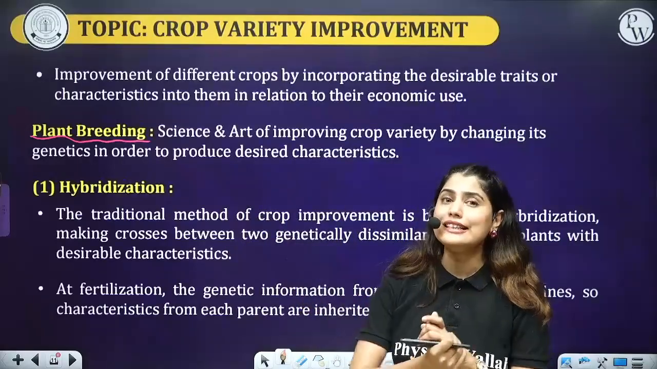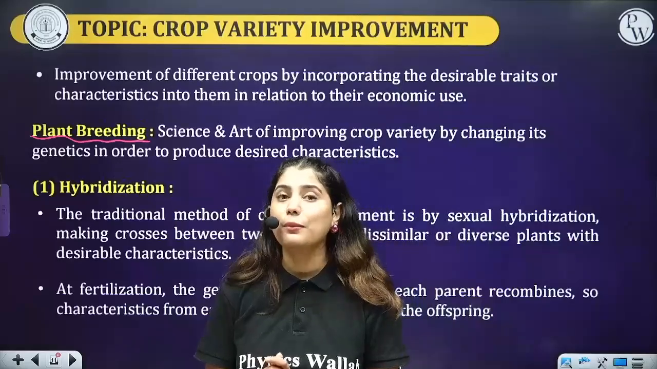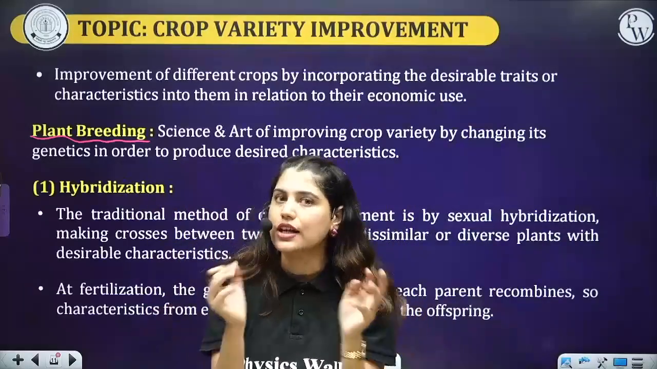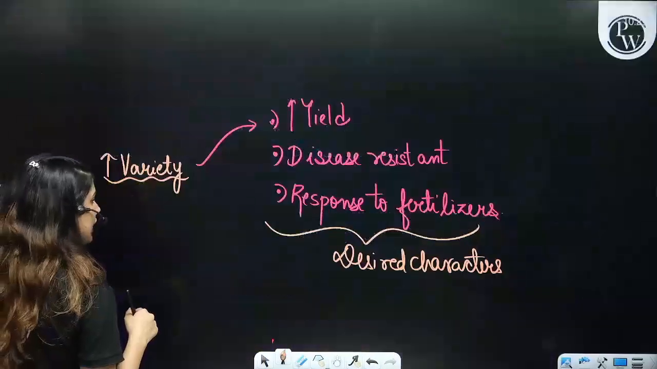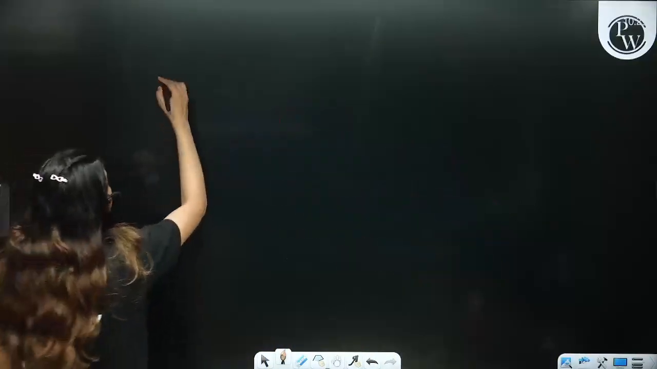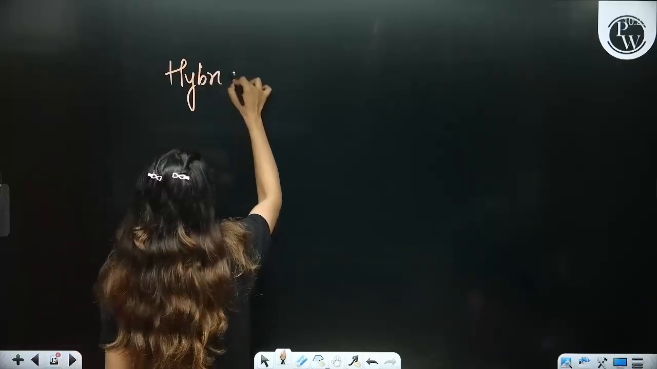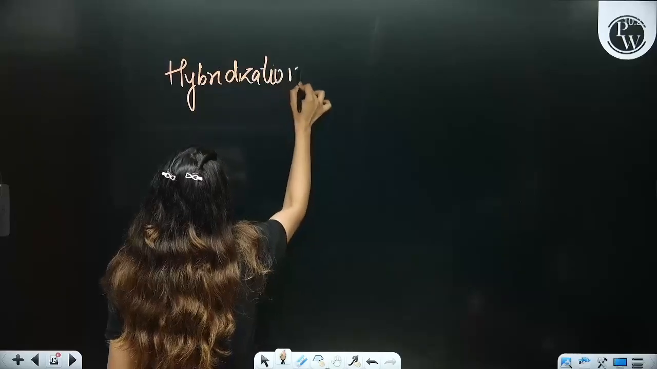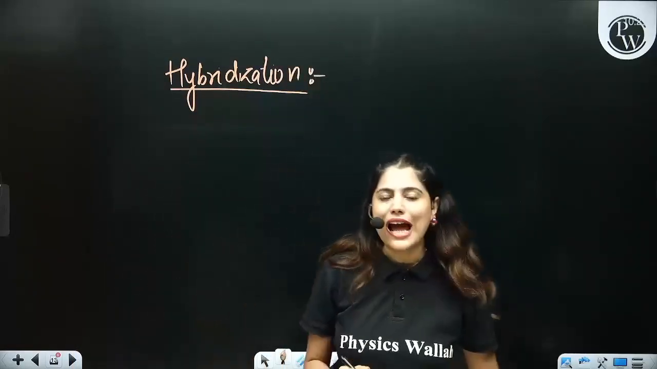Now, what is hybridization? Hybridization is when we are making a cross between two genetically dissimilar plants. What we are doing in it, let's have a look at it. What is basically occurring in the hybridization method? We are crossing two genetically dissimilar plants, right?